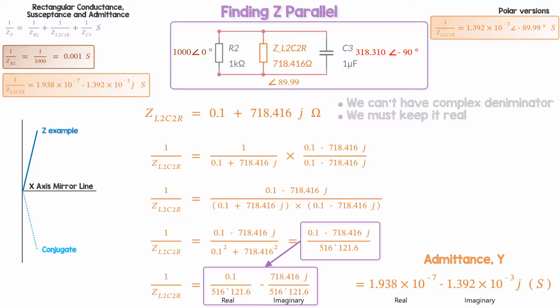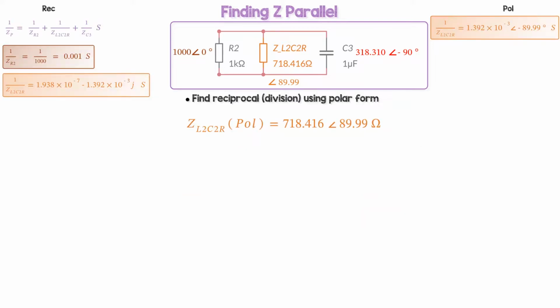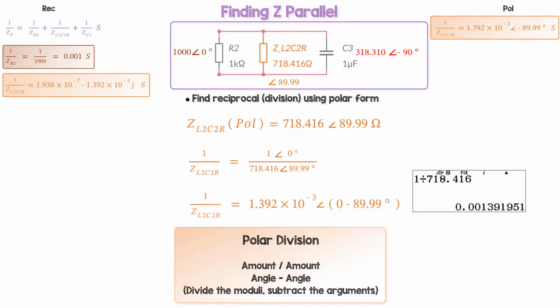Then we can change this to polar if we want to. It's always good to have both. This is just for your reference with complex numbers, but I've explained it already. So we'll find the reciprocal using polar form. Now this is really easy. This is why it's good to do division with polar form. It's 1 divided by 718 at an angle of 0 take away 89.99. With polar division, it's the amount divided by the amount, and the angle take away the angle. And you can see we've got that right.